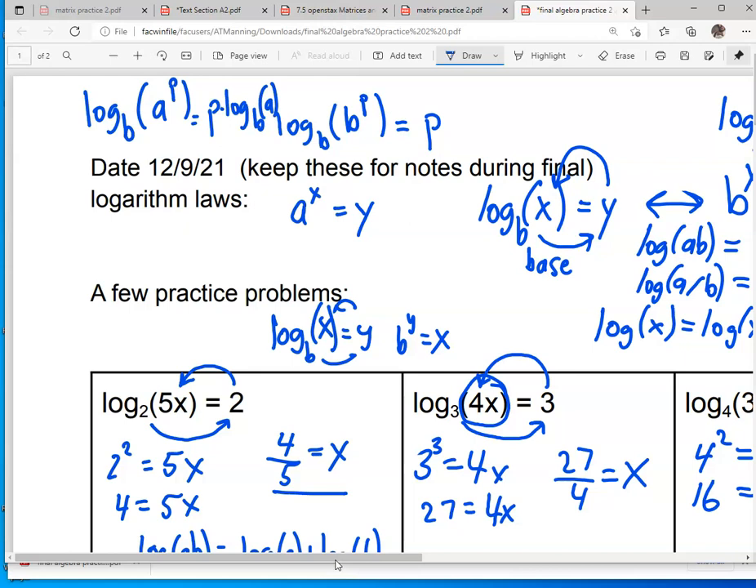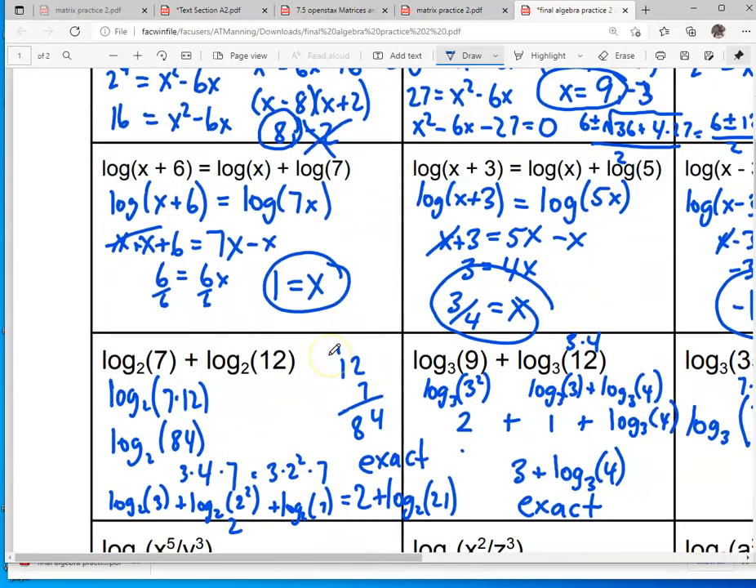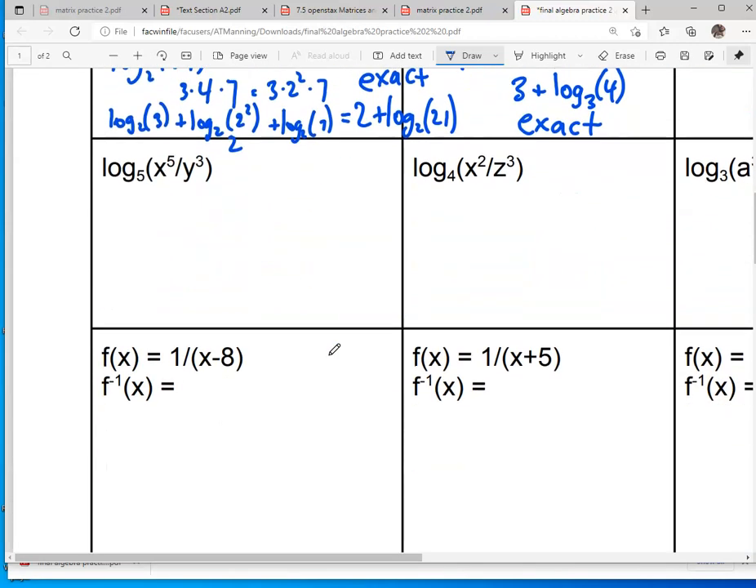So if a is some different number, I can't simplify it more if I don't know what a is, but I can bring the power out in front of the logarithm. So I turn an exponent into a multiply. Log base b of a to the p is the same as p times log base b of that number a. So we'll use that down here. And we also need to use our division rule. Let's do the division rule first, and then the exponent rule, because you want to be very careful not to get them messed up.